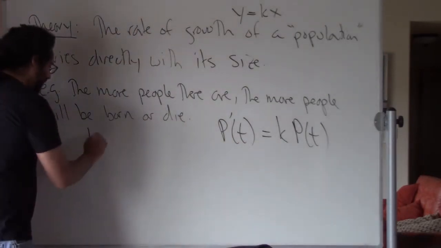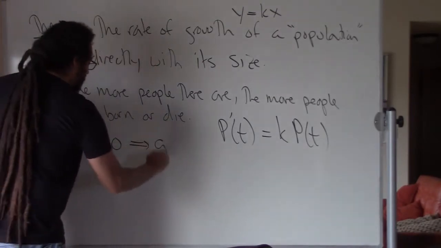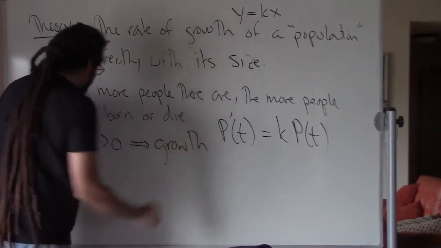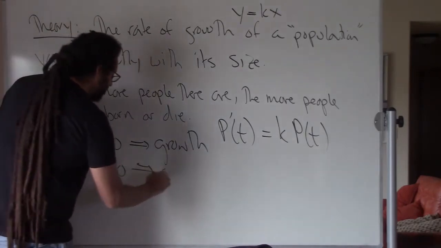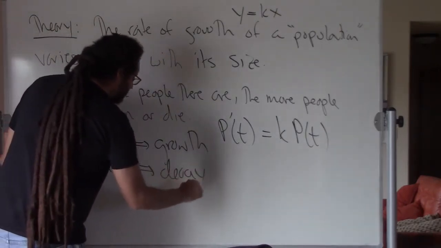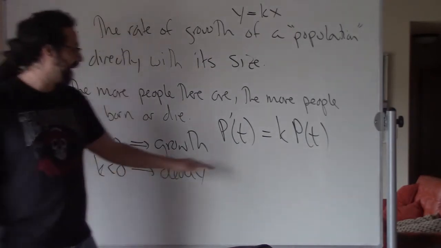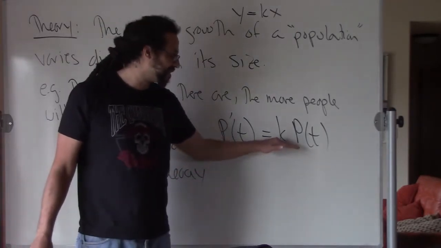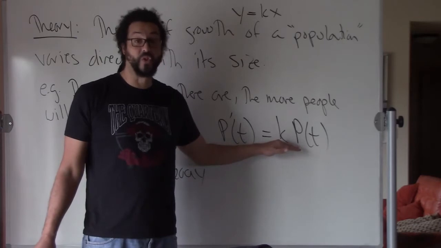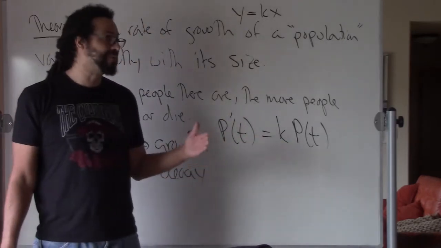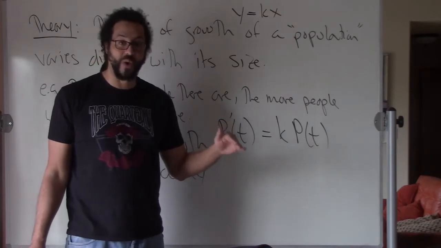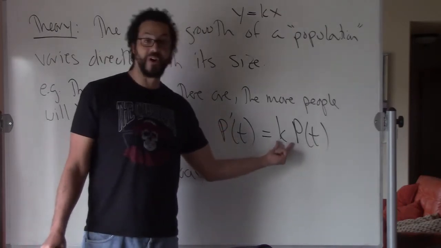So if k is greater than 0, then we'll say that k is a growth constant. And if k is less than 0, we'll call it a decay constant. So at any rate, this constant k, we will assume that it is constant. So when we say a population grows at a constant rate, we're referring to the constant k here.